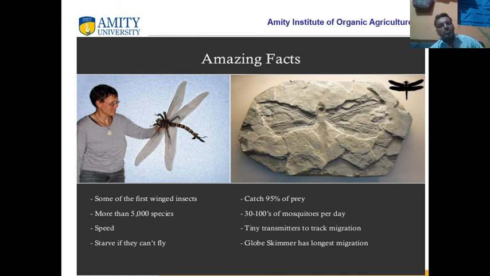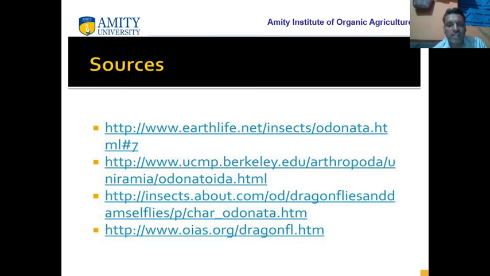Their number is more than 5,000 species. They have great speed. They can fly at 60 miles per hour. They can control the population of mosquitoes. They eat 30 to hundreds of mosquitoes per day. So they are of ecological significance, and these are the references.